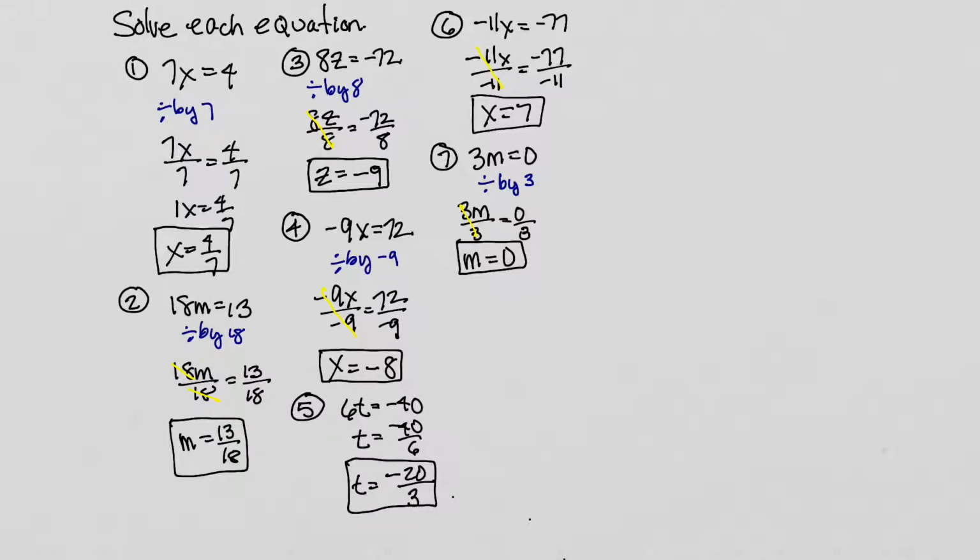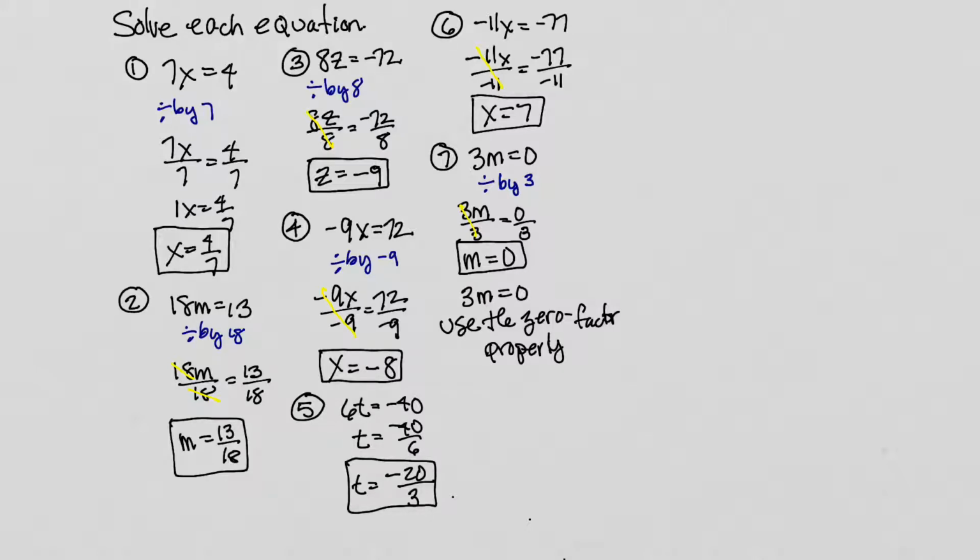Now, that's one way to do this problem. Here's another way. This is called the zero factor property. So what I'm going to do here is use the zero factor property.